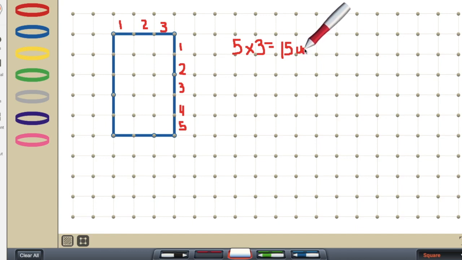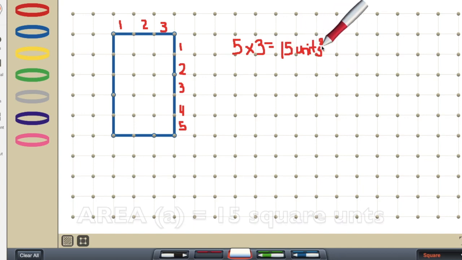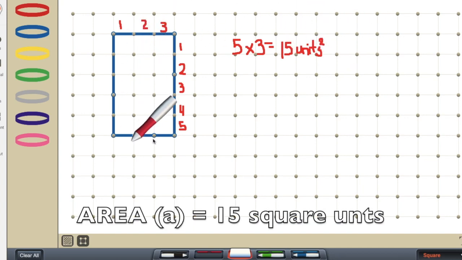And since we don't know what that unit is, we'll just call it units. And this little 2 here you've seen a lot simply means squares for now. Okay, so as long as you remember that that little 2 means square. So we have 15 unit squares, and that is the area of this rectangle.